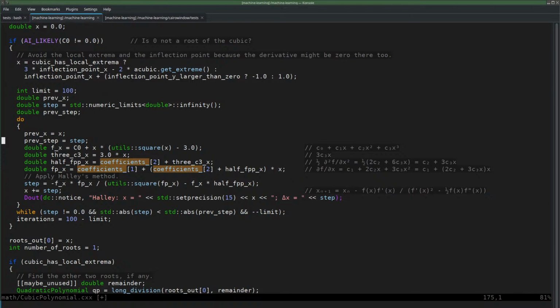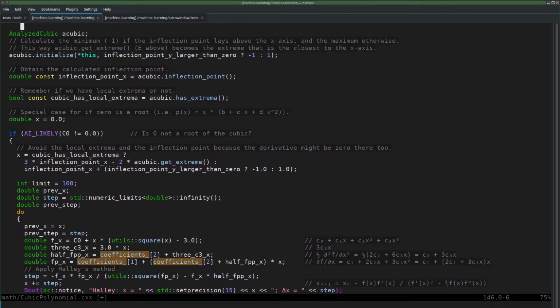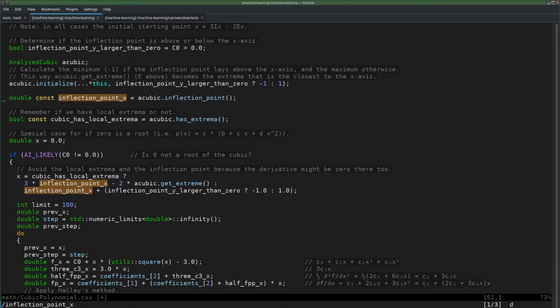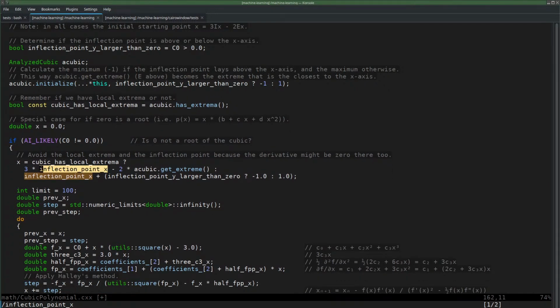I can change this as well. The inflection point is 0 now. My whole cubic is probably using this. That's not what I should do. Change that. The inflection point is, yeah, this is just 0. Let's remove it. So this is 0 anyway.